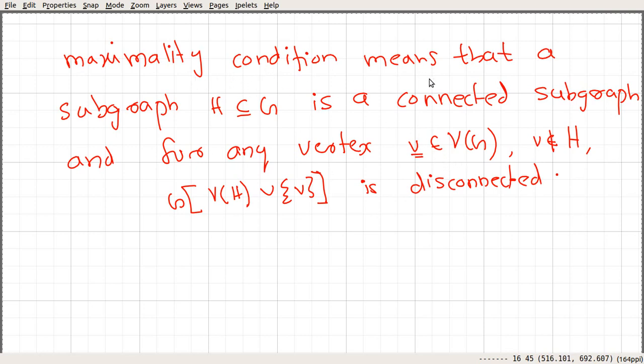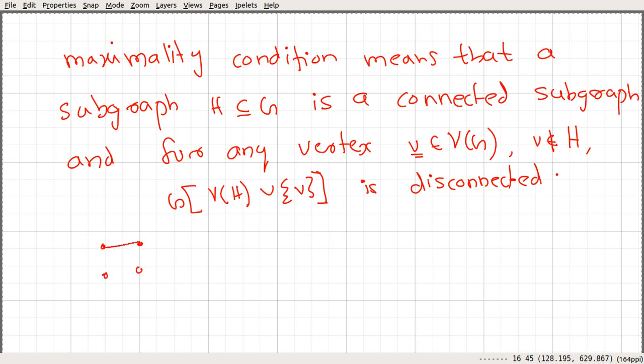Maximality condition means that a subgraph H of G is a connected subgraph, and for any vertex V element of the vertex set of G and V not element of the vertex set of the subgraph, then the induced subgraph that we obtained by taking the vertex set of the subgraph union this vertex, which doesn't belong to H, is disconnected. Let me make that more clear by using an example.